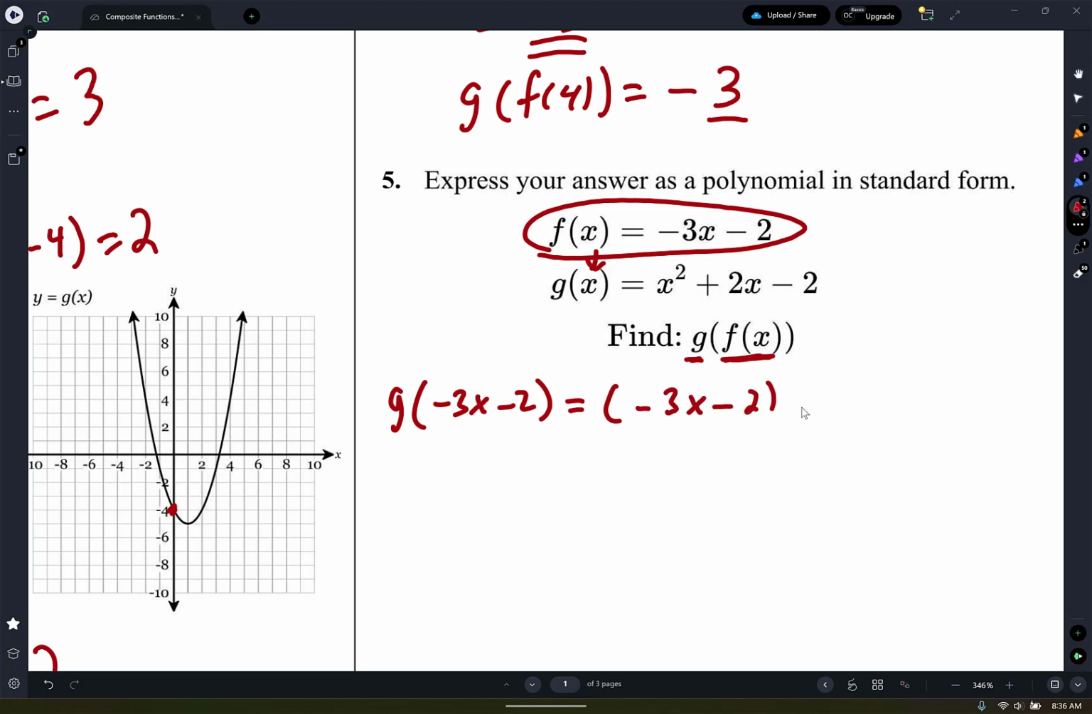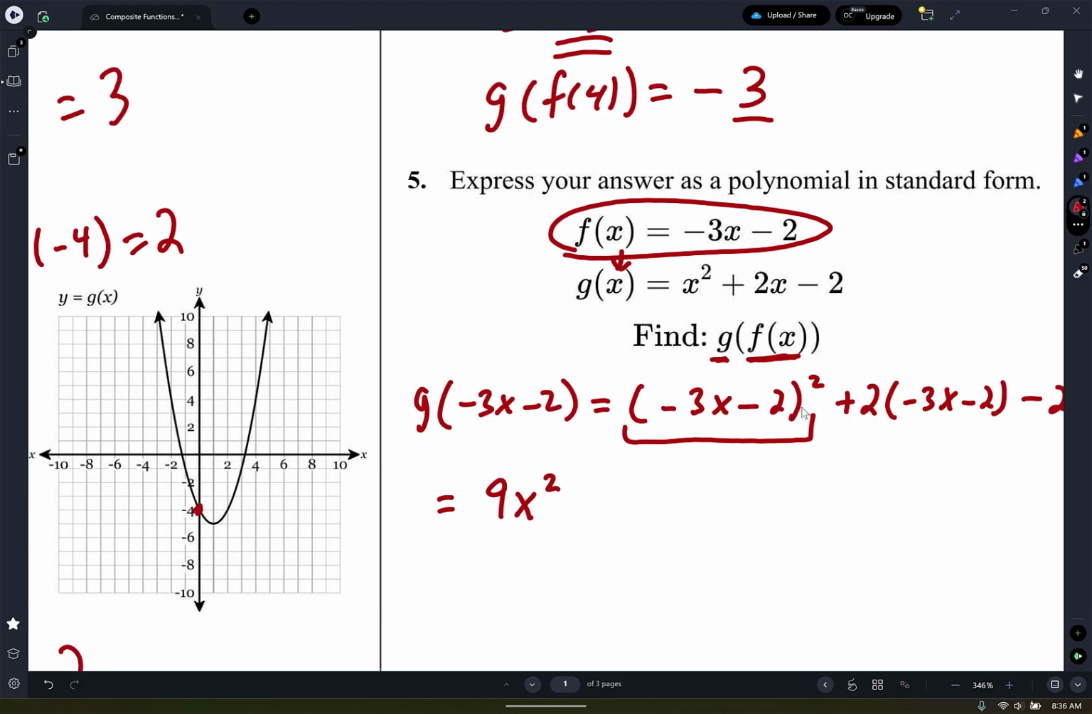-3x minus 2, close it, squared, plus 2 times -3x minus 2, close it, minus 2. So do that much. We're going to go slow. -3x minus 2 squared. -3x times -3x is a positive 9x squared. -3x times a -2 is a positive 6x. And then I'm going to have 2 of those. So it's going to be plus 12x.